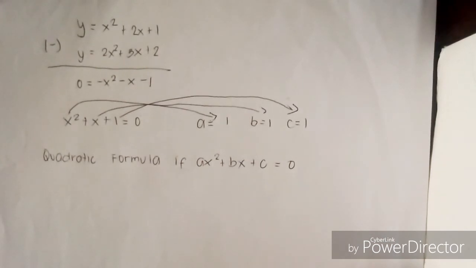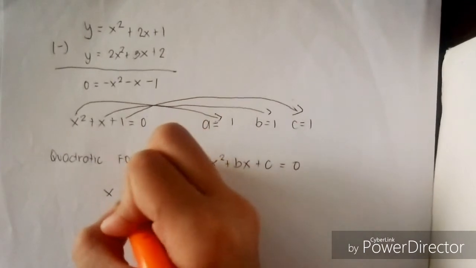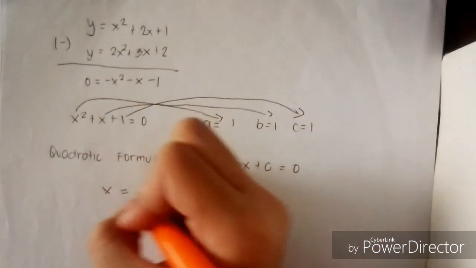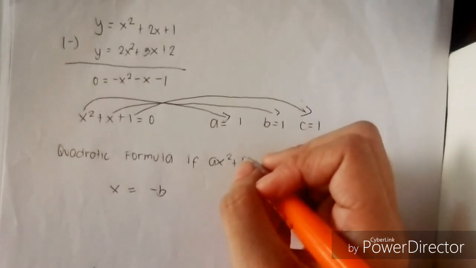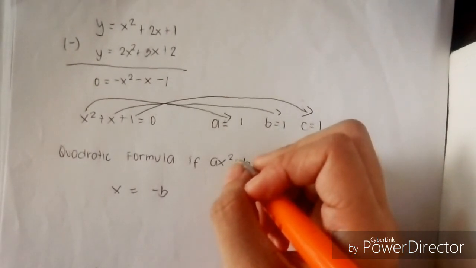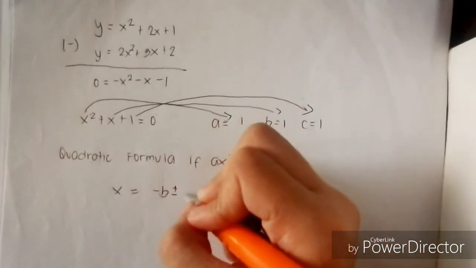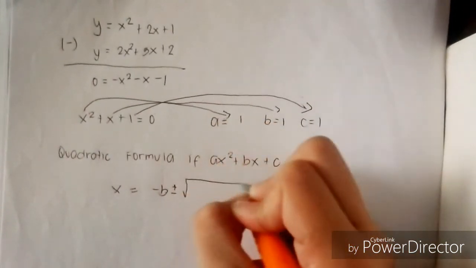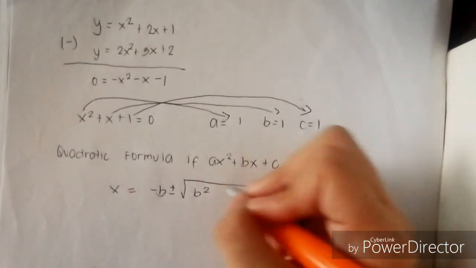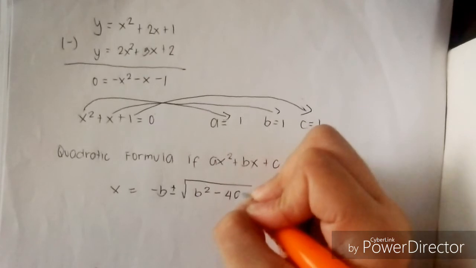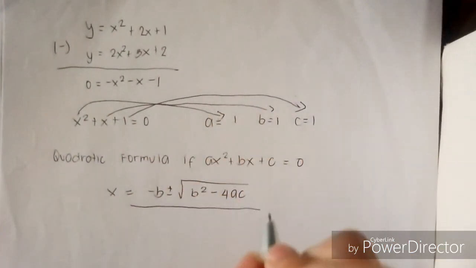The formula we will use is x equals negative b. We assume positive and negative in our Cartesian plane, so we will use plus or minus the square root of b squared minus 4ac, all over 2a.